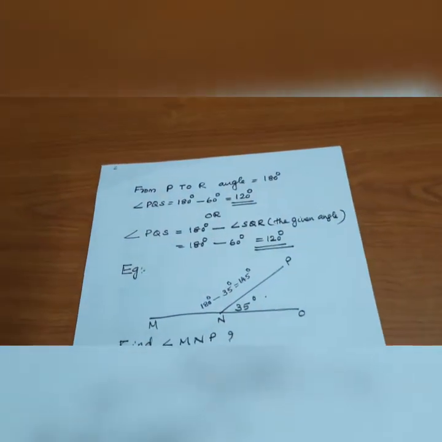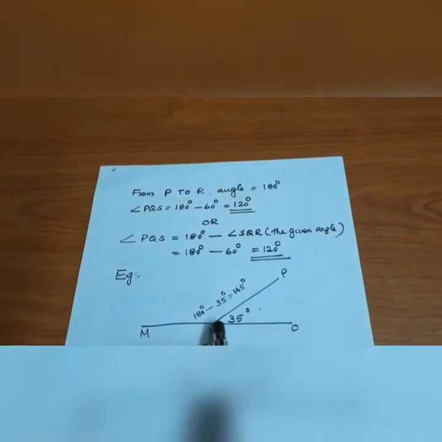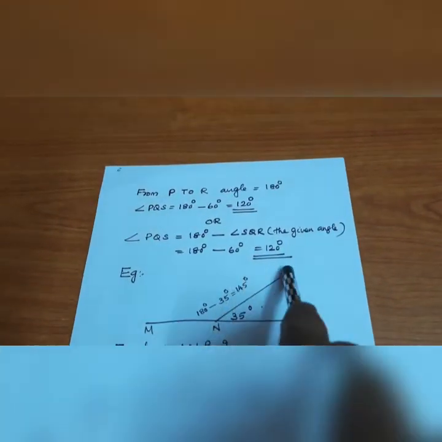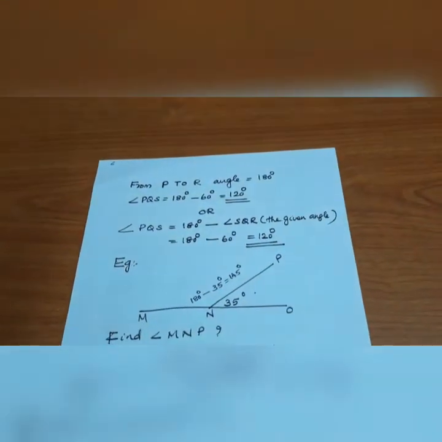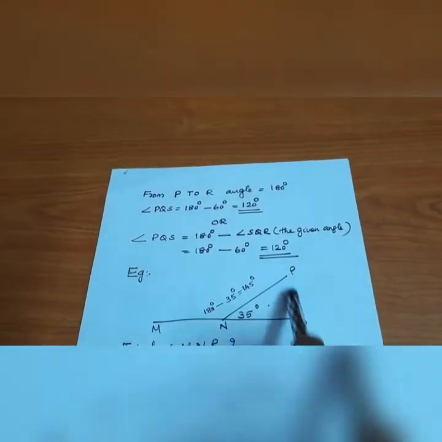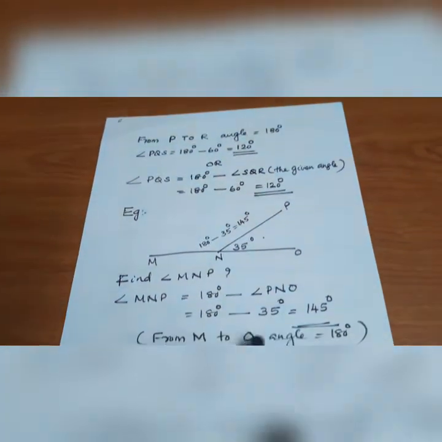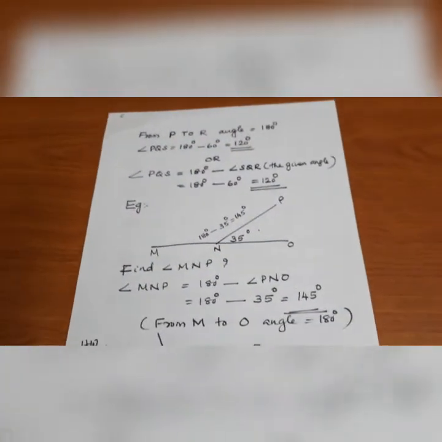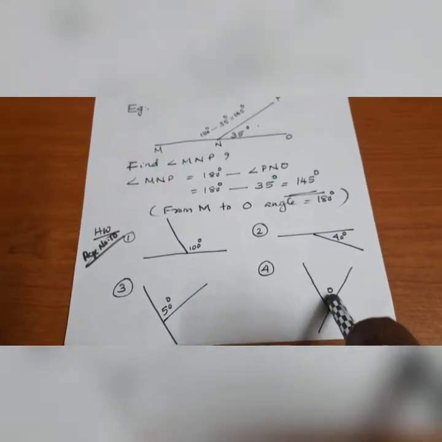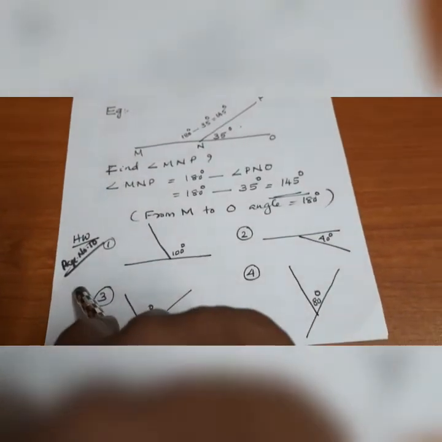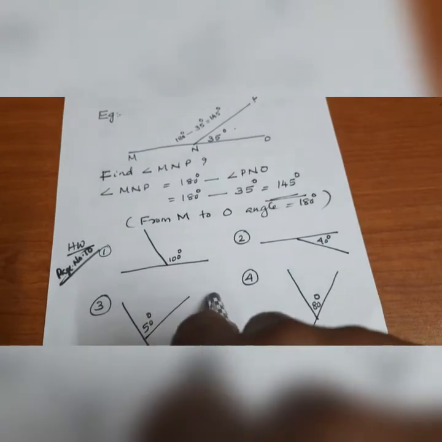Another example. Here is an angle M, two angles MNP and PNO. Find angle MNP. MNP is 180 minus 35, that is 145. Okay. Then there are 4 homeworks in your textbook, on page number 10. You have to do them yourself.